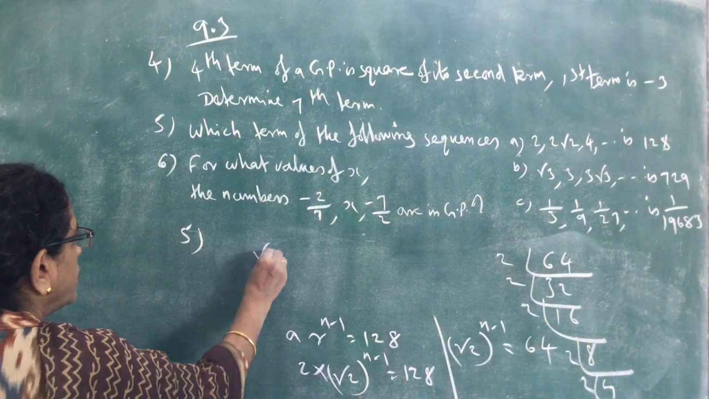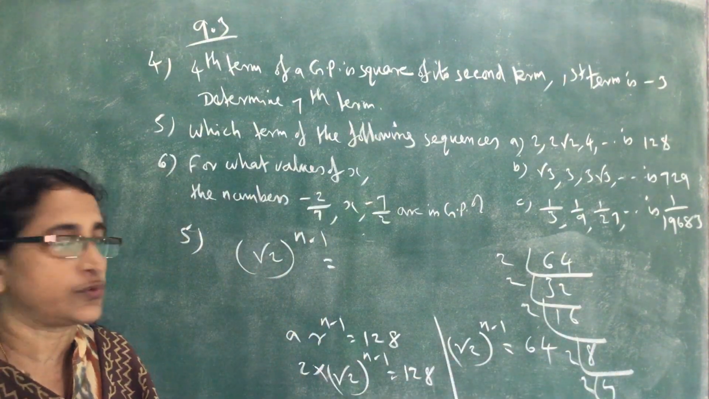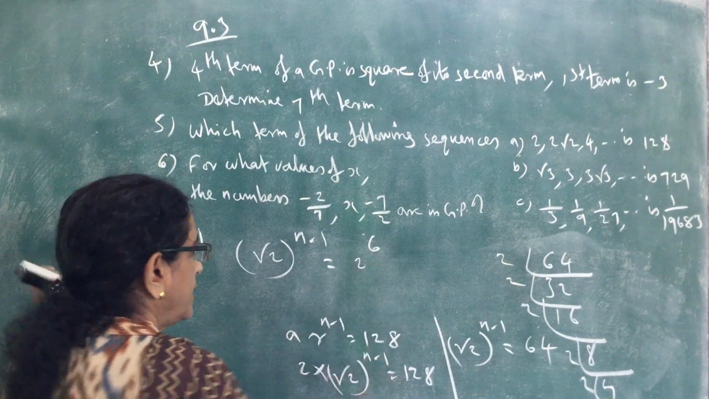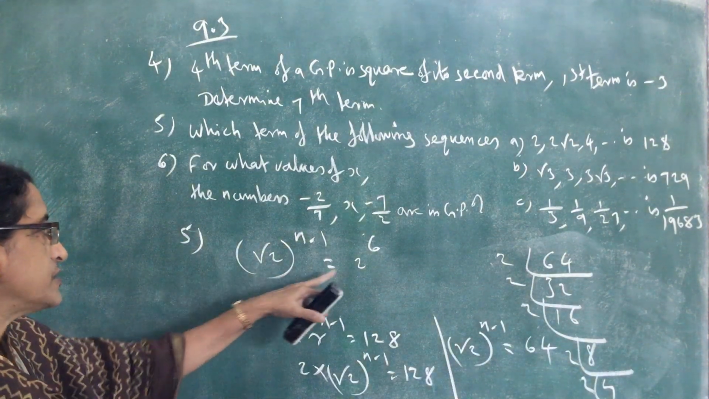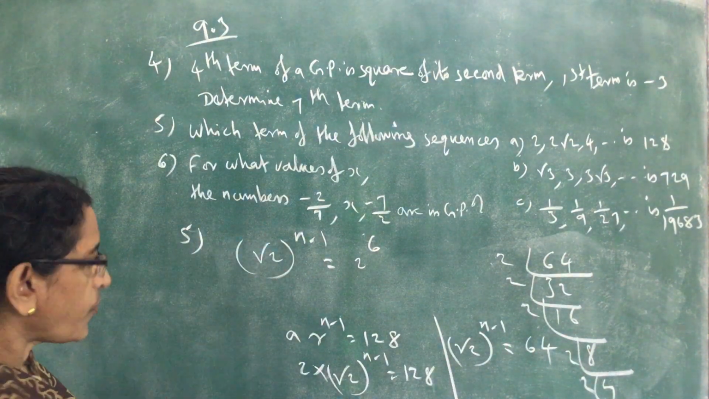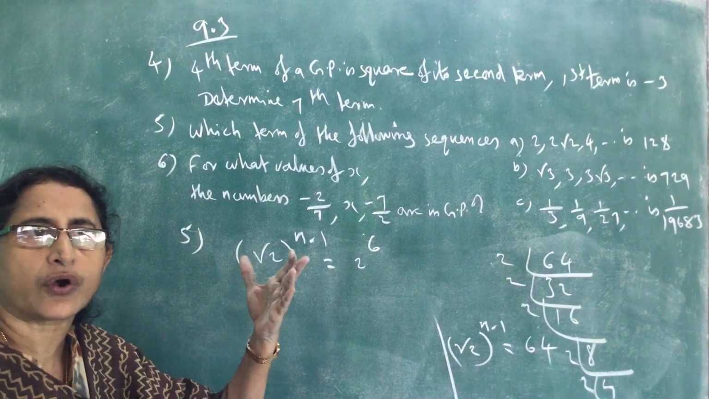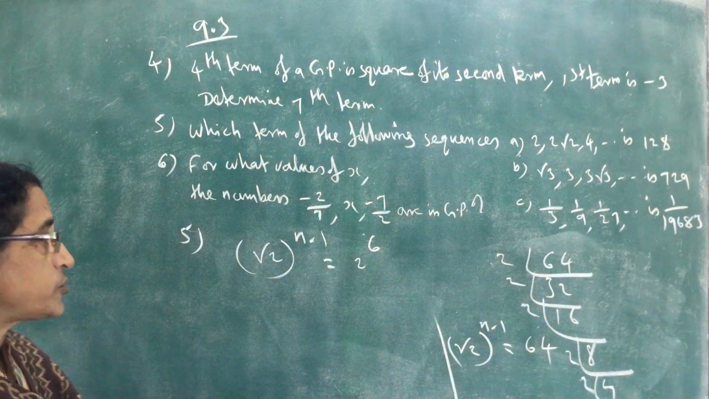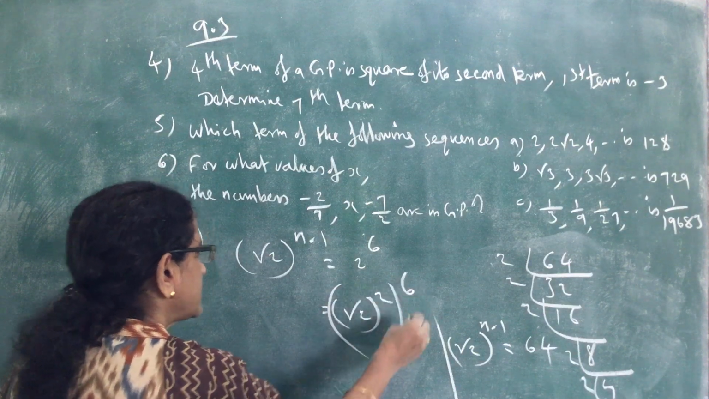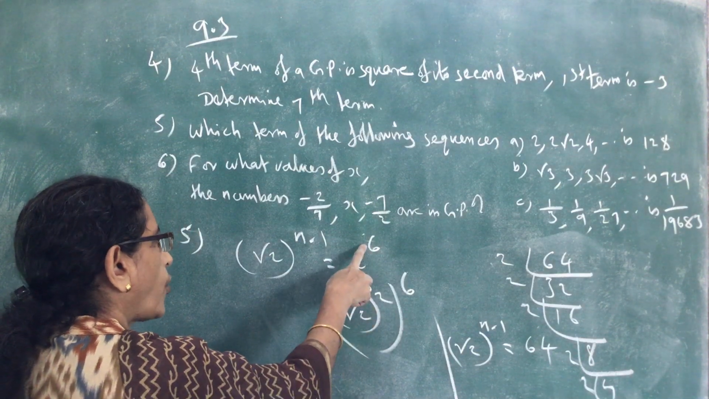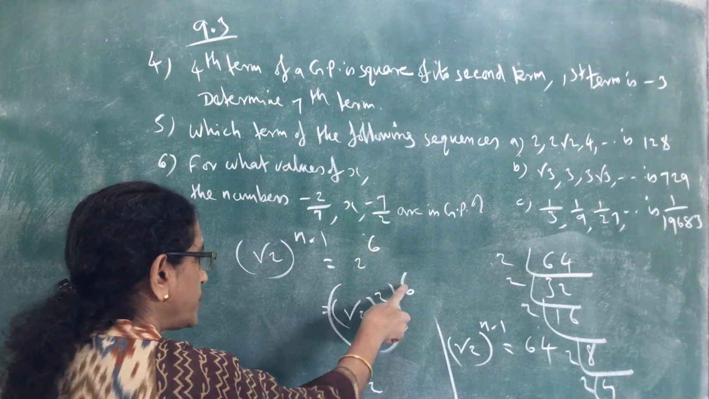So we can write root 2 raised to n minus 1 equal to 64. First write 64 as a power of 2. So that is 2 raised to 6. Next what you have to do is, see here the base is root 2. So here also we know 2 is same as root 2 square. So in the place of 2 we can write root 2 square, whole raised to 6. Then a raised to m whole raised to n is a raised to mn. So root 2 raised to 2 into 6, that is 12.